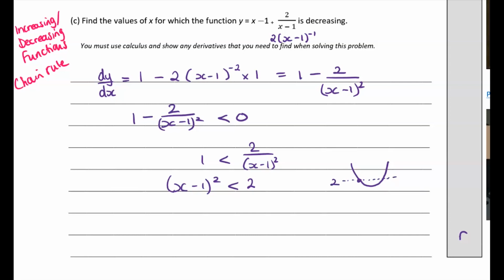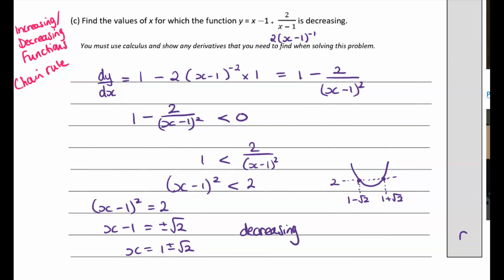So we're looking for this point and this point here, and we'll know that in between those 2 points it drops below 2. So if we solve this for equal to 2 first, we will get x minus 1 is equal to the positive and negative square root of 2, so x is equal to 1 plus or minus root 2. So this will be x is 1 minus root 2, and this is x is 1 plus root 2. So it's decreasing between those 2 points.